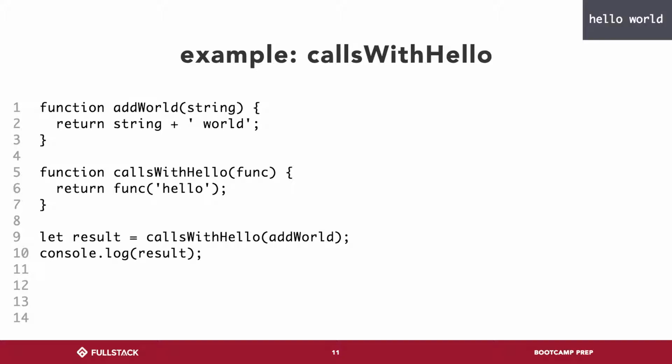We'll do the same thing here. We have a function called add world, which takes a primitive, a string, and then concatenates world onto that primitive. And we have a function calls with hello, which takes a function and then invokes that function with the parameter hello. So when we invoke calls with hello, which takes a function, with the function add world, which takes a string, we are giving the function add world the string hard-coded into calls with hello, and consequentially getting hello world.